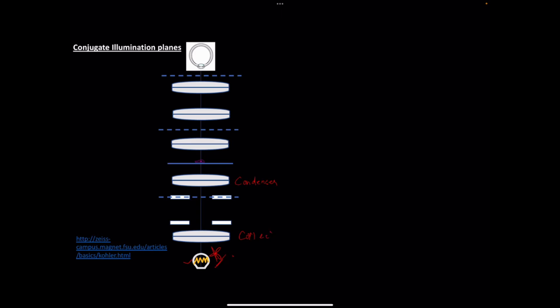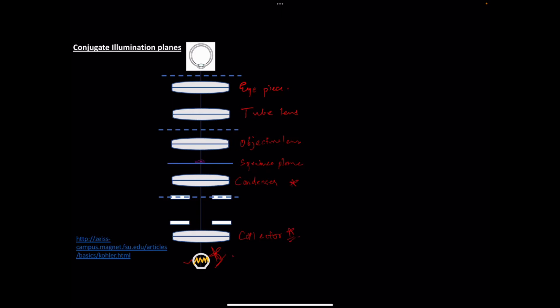This will be a collector lens. After that we have a specimen plane, after which we have an objective lens, after which we have the tube lens, then after which we have the eyepiece. Now, of all of these planes we are seeing, the question was, why do we need a separate condenser as well as a collector lens?